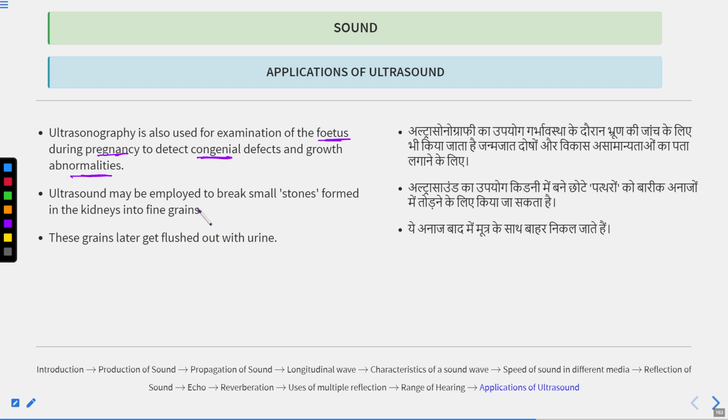Ultrasound may be employed to break small stones formed in the kidney. Through ultrasound, we can break the small stones formed in the kidney into fine grains, and these grains are later flushed out with urine. So ultrasonography is another application, and the usage of ultrasound to break stones is also one of the applications of ultrasound.